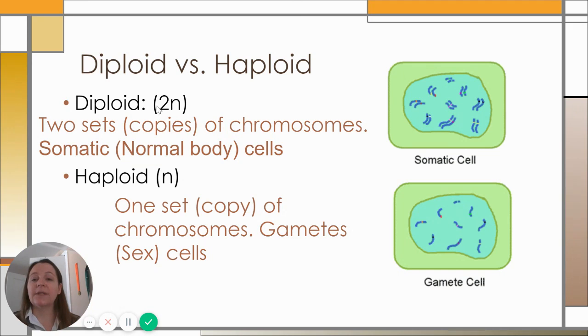So diploid cells have 2 copies of the chromosomes. We say 2N because it's the number of chromosomes times 2, or the set of chromosomes times 2, with N being the number of chromosomes that are there. You'll see this in diagrams, and I'll point this out. But 2N equals diploid because di means 2. Haploid is just one set, and it is designated in diagrams and pictures, and sometimes in text, as N.